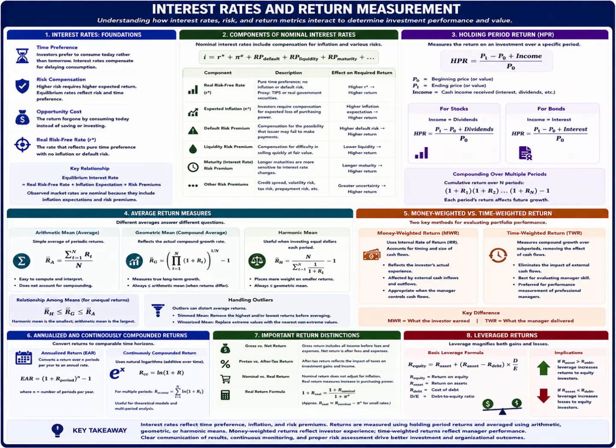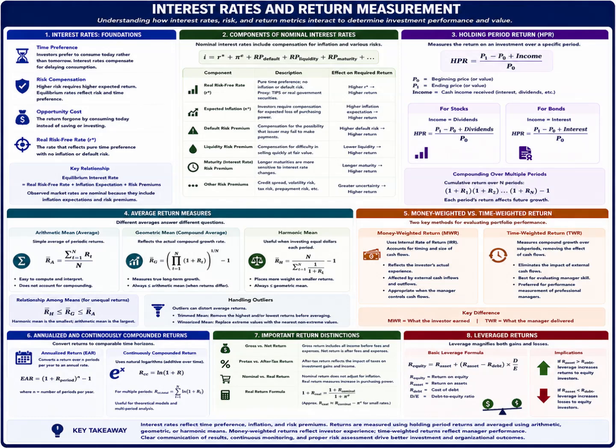The topic also discusses how outliers can distort average returns and introduces trimmed and Winsorized means as methods for reducing the effect of extreme observations in financial datasets. The topic distinguishes between money-weighted and time-weighted rates of return, both of which are essential for evaluating portfolio performance.